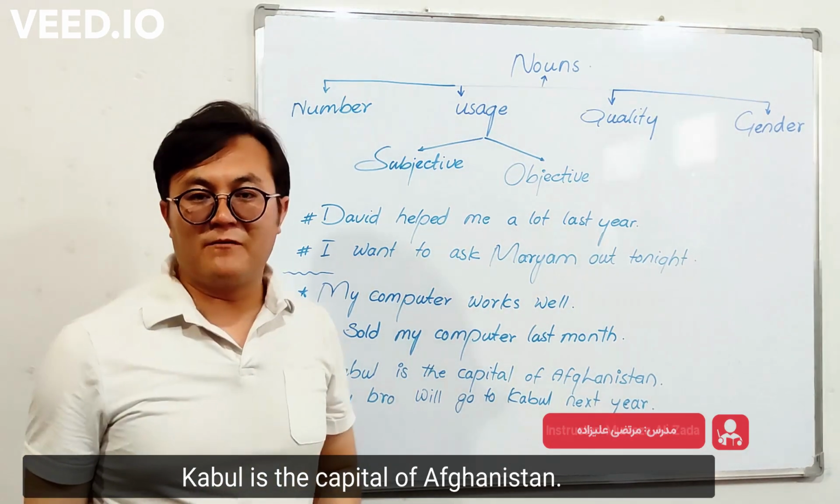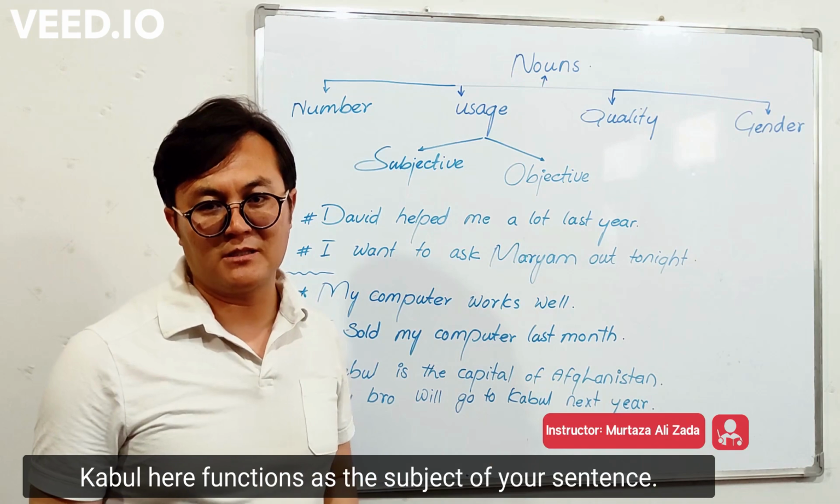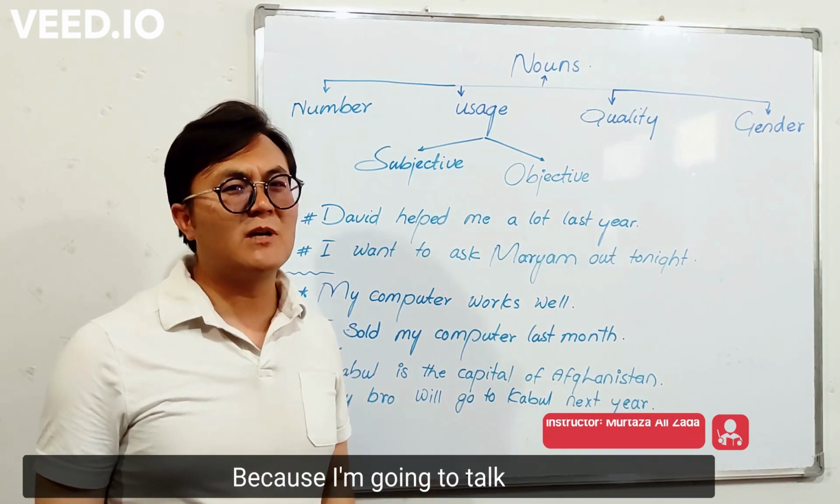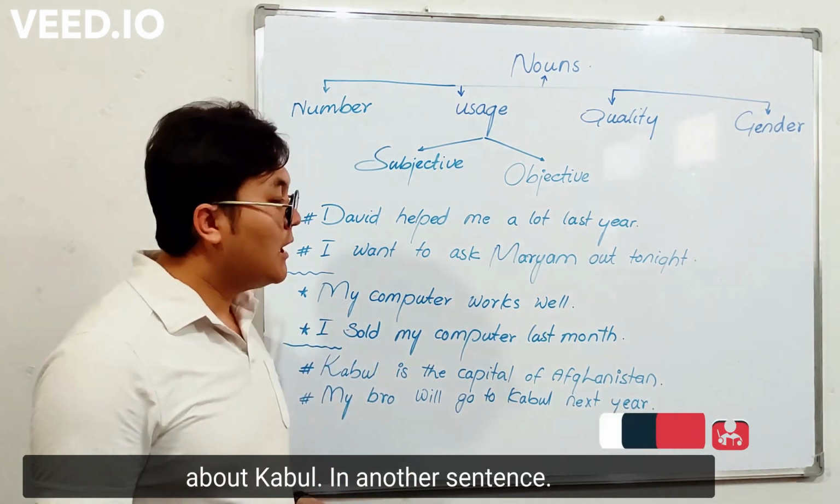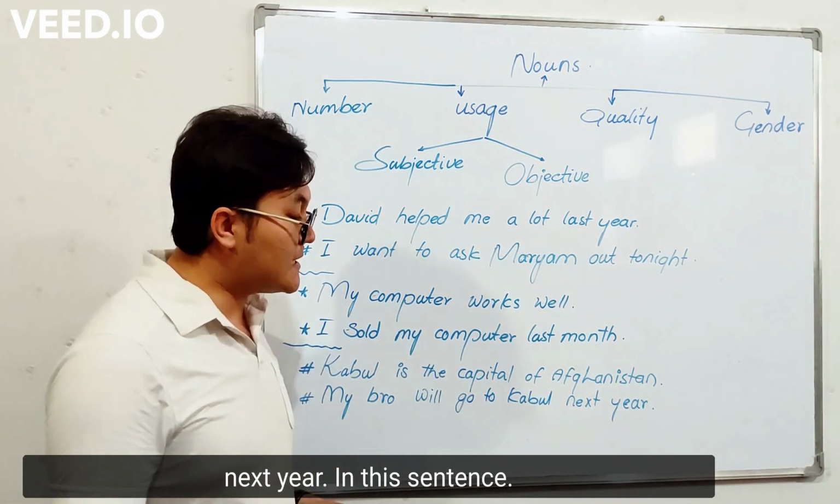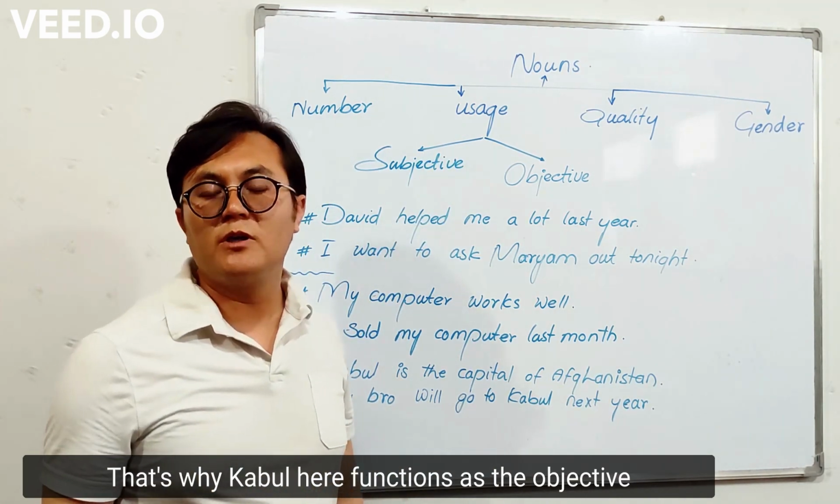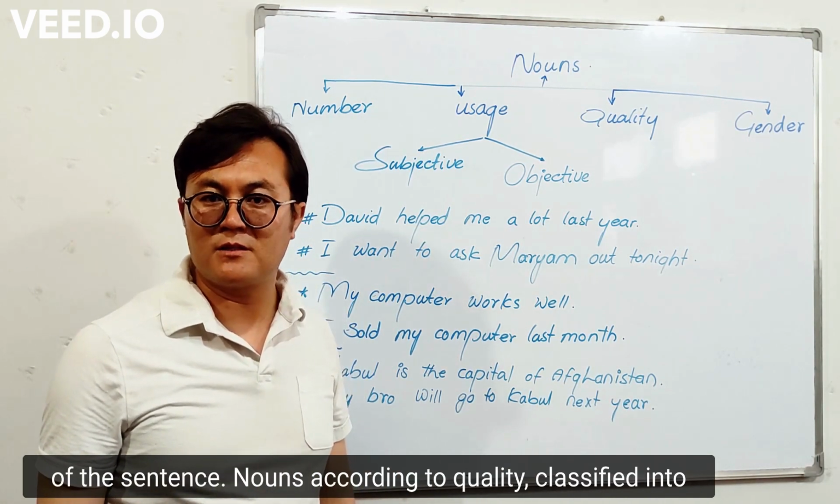Kabul is the capital of Afghanistan. Kabul here functions as the subject of your sentence. Why? Because I'm going to talk about Kabul. In another sentence: my brother will go to Kabul next year. In this sentence, Kabul is the place that my brother will go to. That's why Kabul here functions as the object of your sentence.